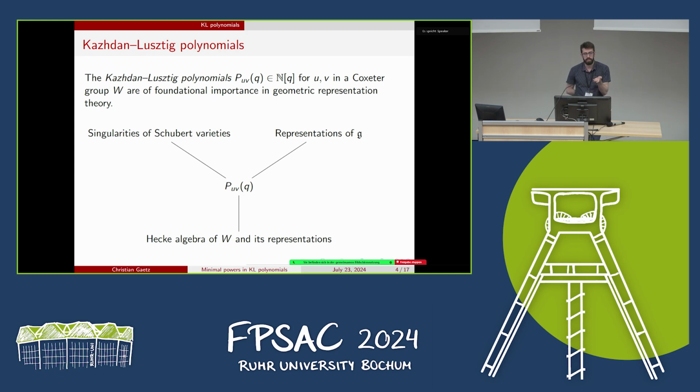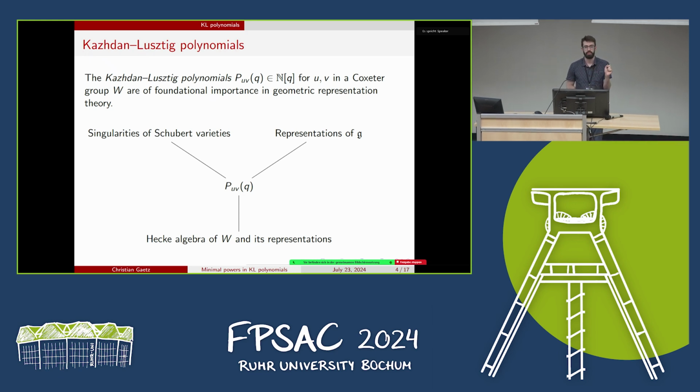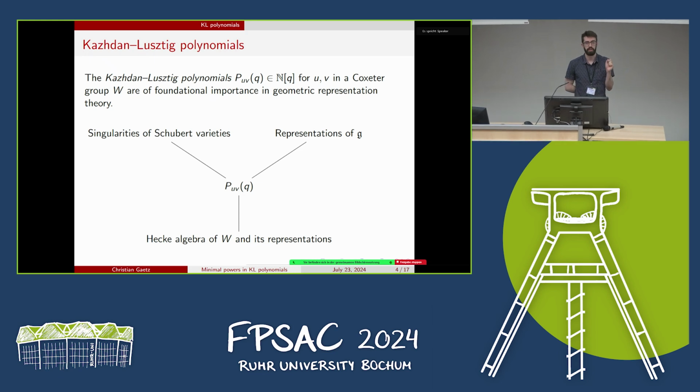The Kazhdan-Lusztig polynomials, denoted P_{U,V}, are polynomials in a single variable Q. They're indexed by a pair U and V of elements in a Coxeter group W. If you prefer, you can think of the Coxeter group as being the symmetric group. So they're polynomials indexed by a pair of permutations.